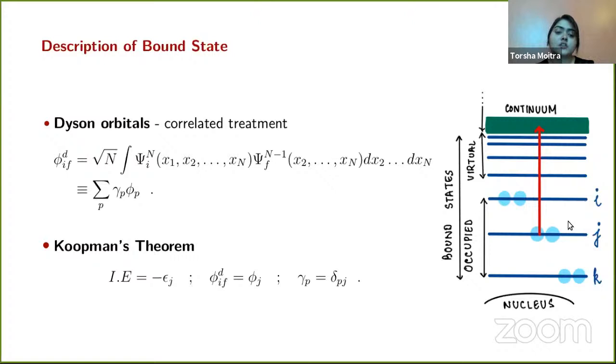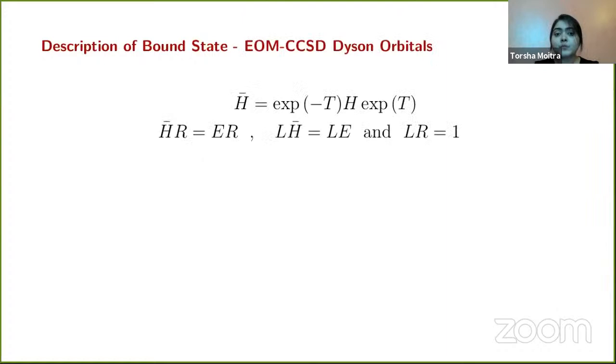Under this situation, the ionization energy of the system is equal to the negative of the jth molecular orbital energy. This is also what is stated by Koopman's theorem. We will use this Koopman's theorem to treat the bound state using Hartree-Fock molecular orbitals and DFT molecular orbitals. But for the Dyson orbitals, we use the equation of motion coupled cluster singles and doubles formalism.